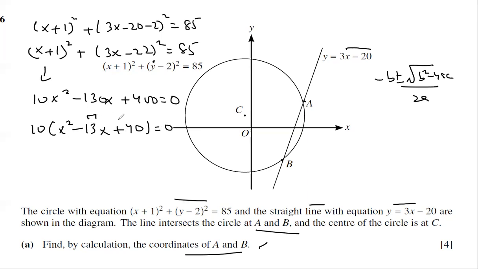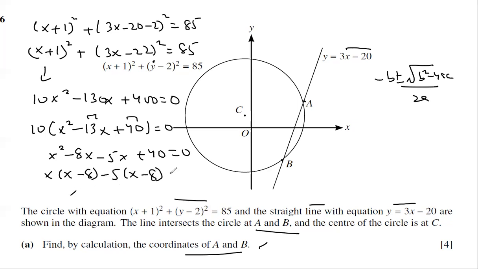Now 13x, 40. So 40 can be found if I look at it. 14, no. So it would be 8 and 5. X square minus 8x minus 5x plus 40 is equal to 0. So x(x minus 8) minus 5(x minus 8) is equal to 0. So x is equal to 5 and x is equal to 8.